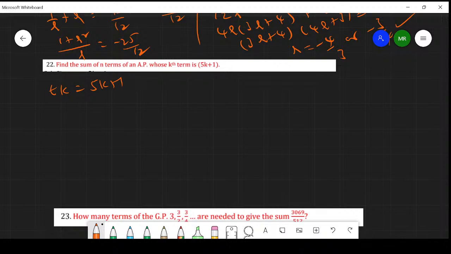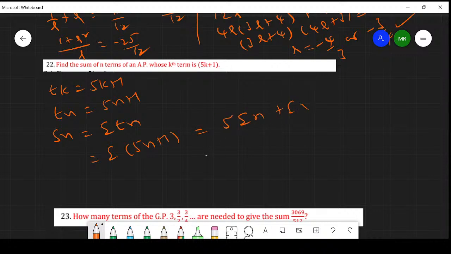Using the sum of n terms, I can do the problem easily. Tk equal to 5k plus 1. What is Tn? Tn means replace k with n: 5n plus 1. They are asking the sum of n terms. Sn is equal to sigma Tn, that is sigma of (5n plus 1). This will be 5 into sigma n plus sigma 1. What is the sigma n formula? n into (n plus 1) by 2. Sigma 1 is n. Remember, when using the sum of n terms, always remember sigma n is n into (n plus 1) by 2.